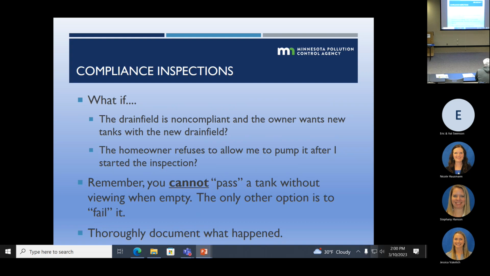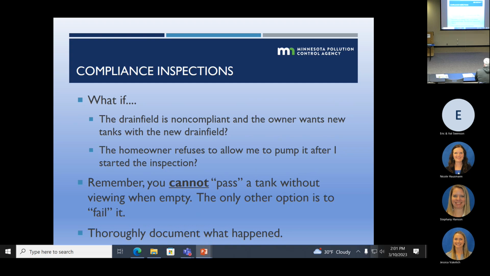So another angle on tank inspections. Couple of what ifs. Remember, you can't say a tank is compliant unless somebody looked at it when it was empty. Okay? So remember that as we talk through these what ifs.